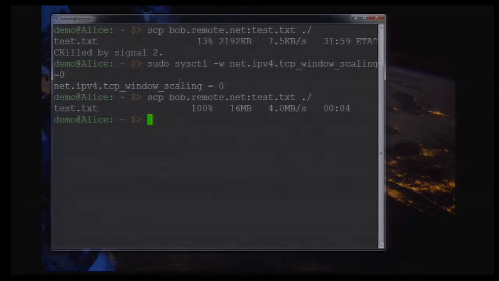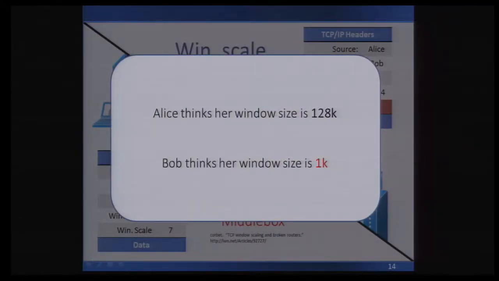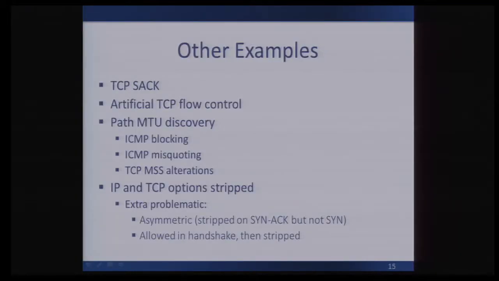And it's a bit counterintuitive, because if you look up window scaling in the RFCs, it's in an RFC titled High Performance Extensions for TCP. And we actually got better performance by turning it off. So why was that? Well, it was because of the middle box that's in the way. And what are the chances that an average user would know that that's the reason their file transfer is going slow? And that's sort of what this talk is all about.